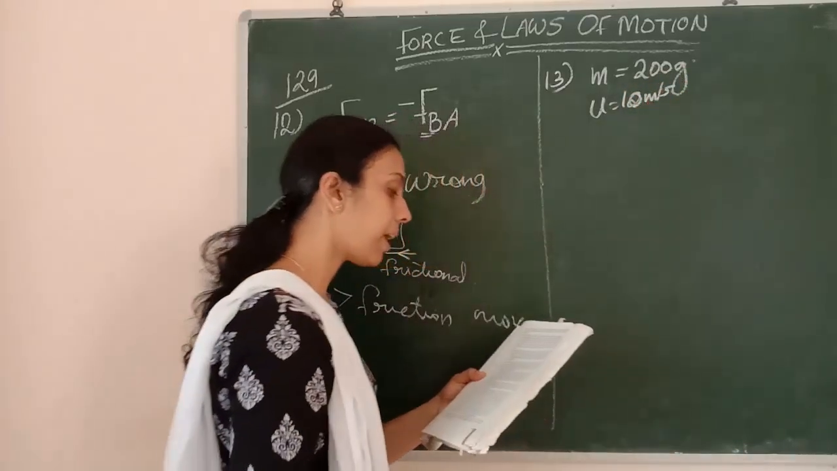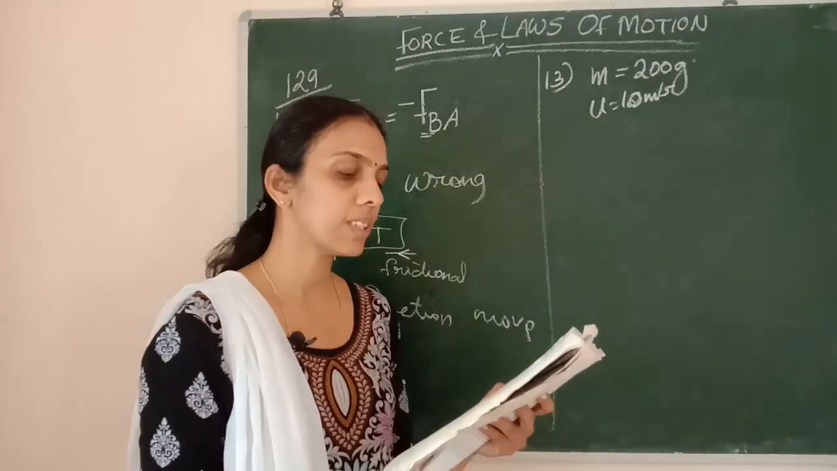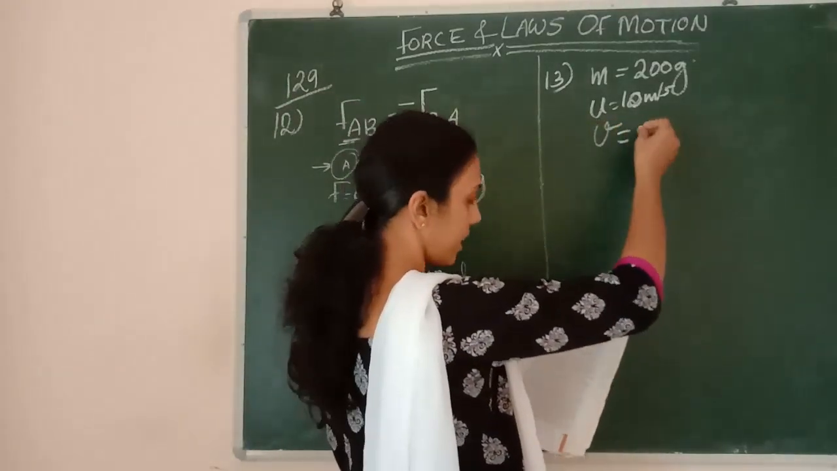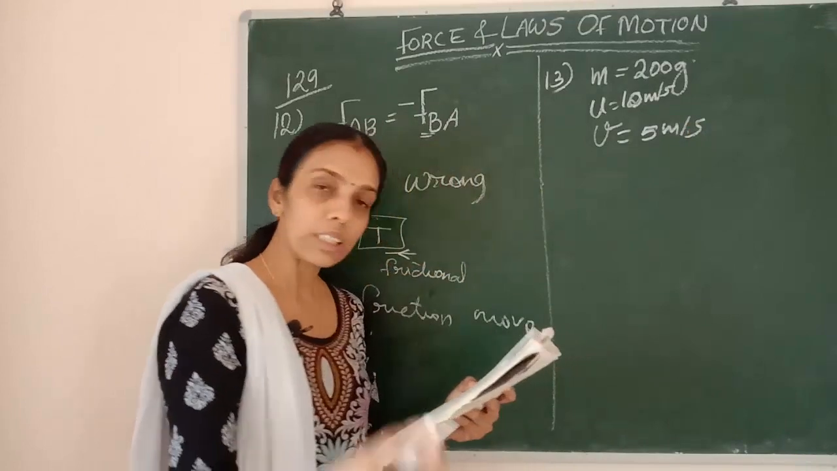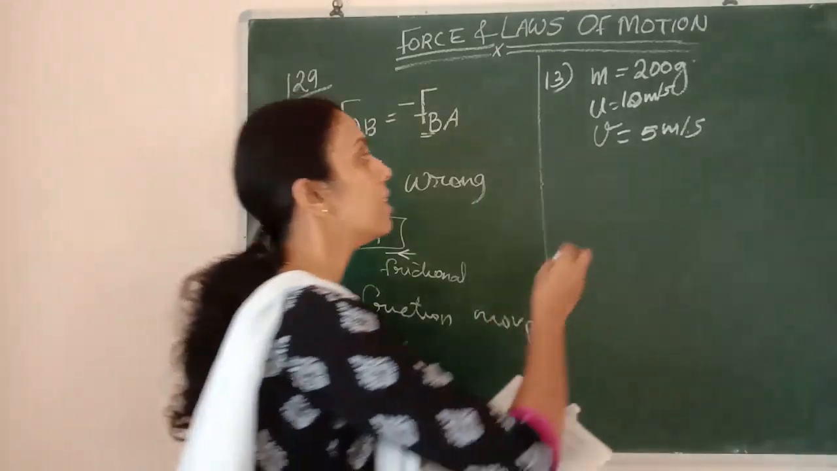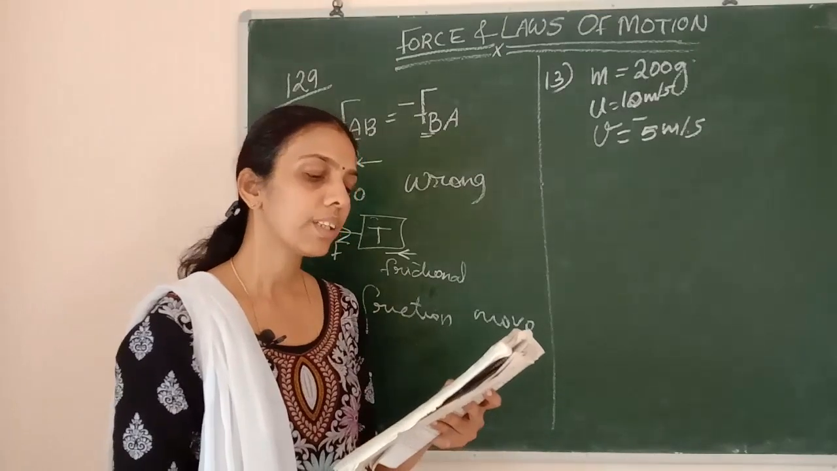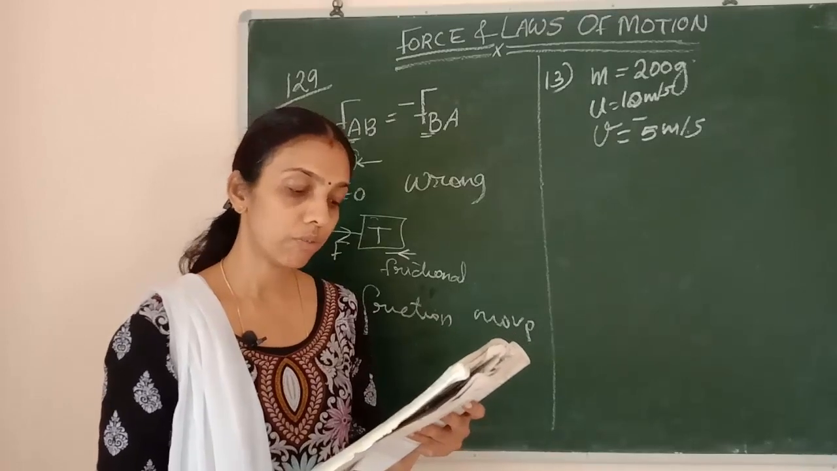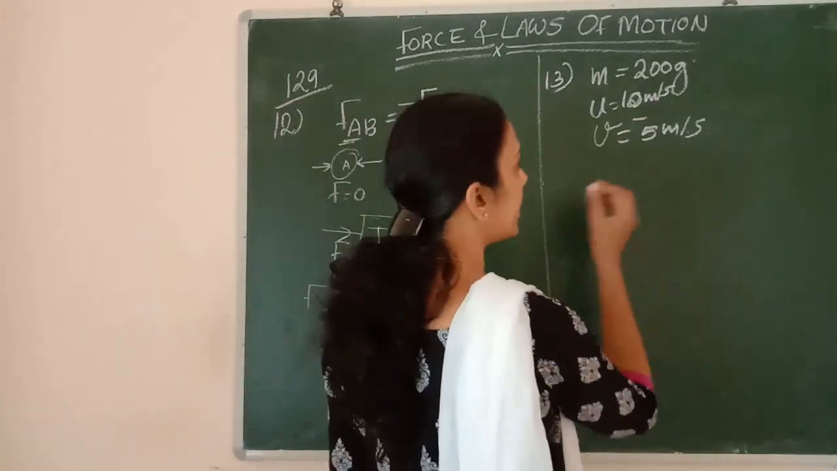So its initial velocity is 10 meter per second. It is struck by a hockey stick so as to return it along its original path with a velocity of 5 meter per second. So the final velocity is 5 meter per second. Since it returns, that is the opposite direction, so the velocity is negative. We have to calculate the change in momentum. So how can we find it?